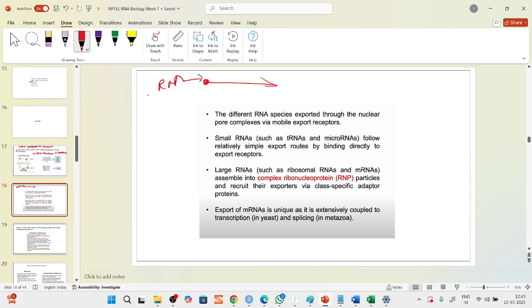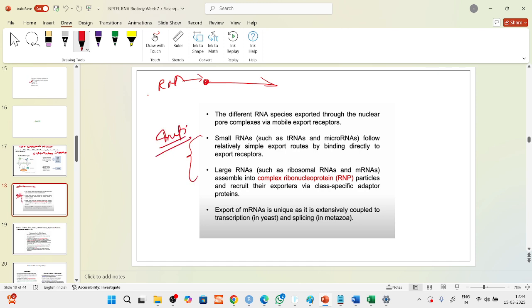Small RNAs can be tRNA and microRNA. But if you have large RNA molecules such as ribosomal RNA or mRNA, then they have to assemble into a complex. This complex is known as ribonucleoproteins. So if you have a small molecule, this is important.